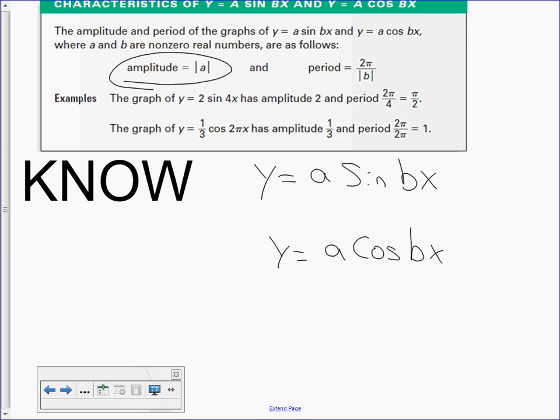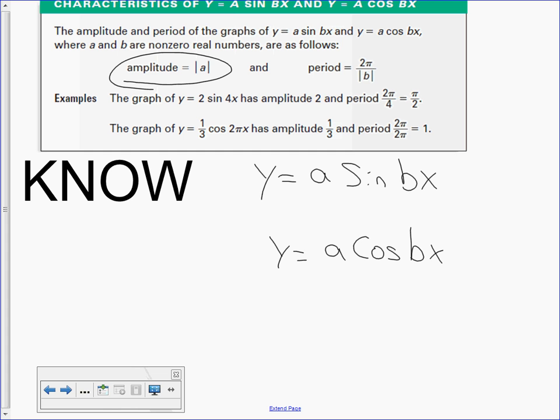It started at 0. The high point was 1. The low point was -1. The amplitude is that value of A. It's how high up does it go, or how low does it go. That's your amplitude. The period is how long it takes to go through one cycle.